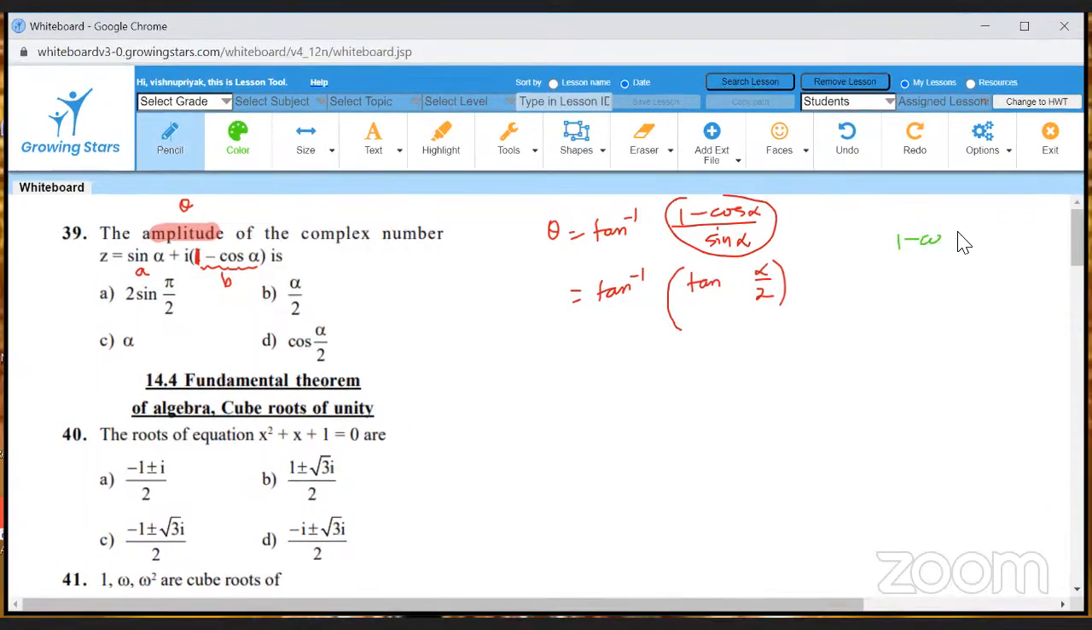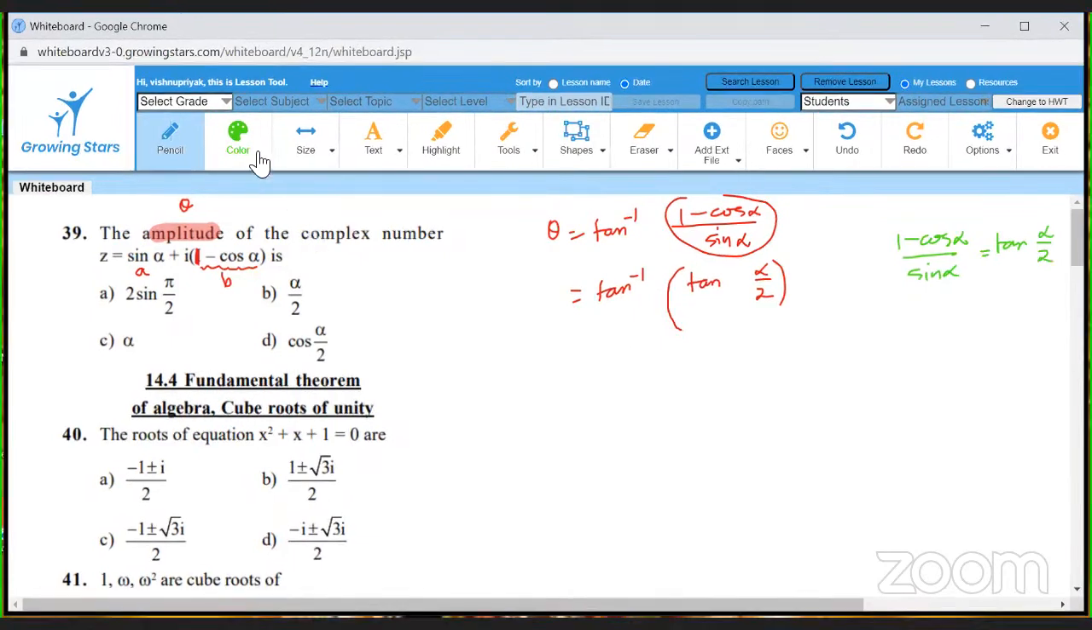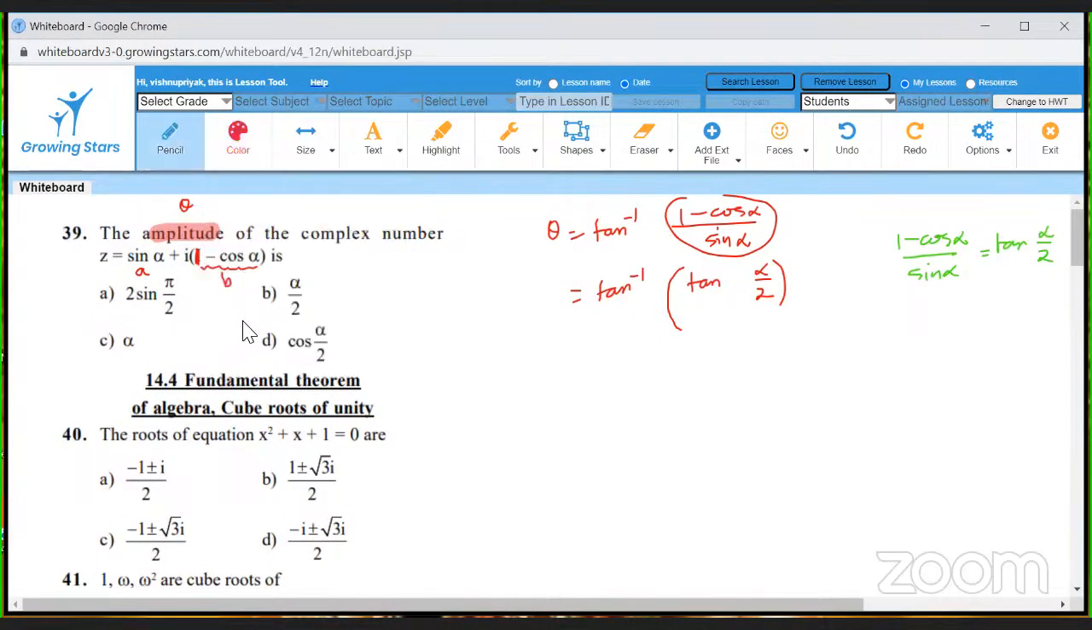What is (1 minus cos alpha) by sine alpha? It is tan alpha by 2. Learn it now itself. When we come to trigonometry, I will tell that again. So you can remove tan inverse and tan. Answer is alpha by 2. Option B.